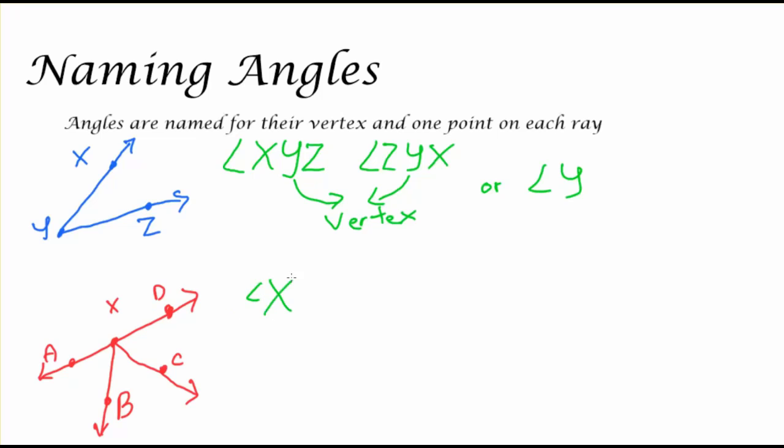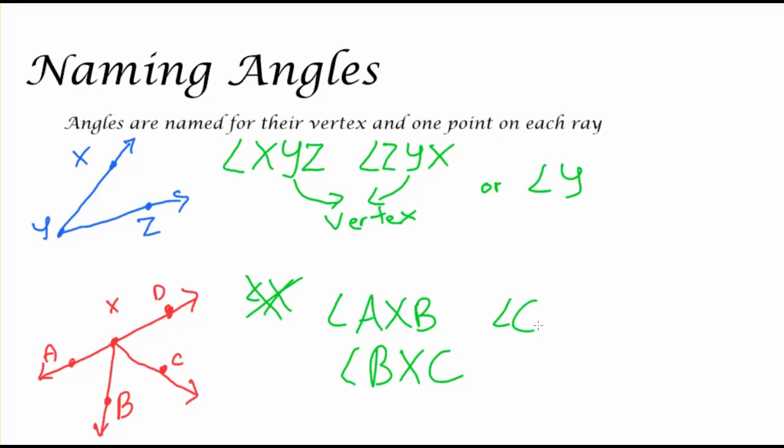Now, in this other diagram, I couldn't call this angle angle X, because X is the vertex of several angles, so I'd have to cross that out and end up being more specific and use all the letters, such as A, X, B, or I can have the angle right next to it. I could have angle B, X, C, and I can even pick a different angle, C, X, D. Whatever I choose, I must make sure that X is the vertex.